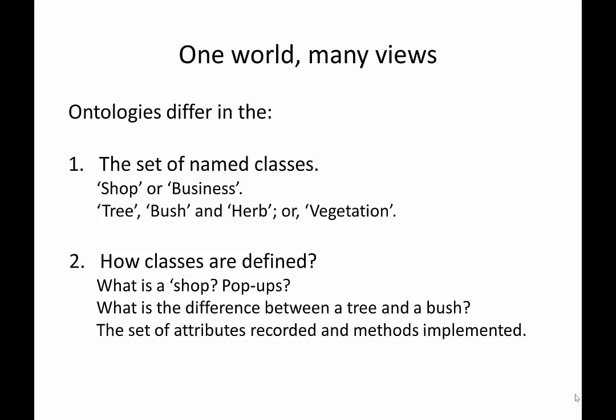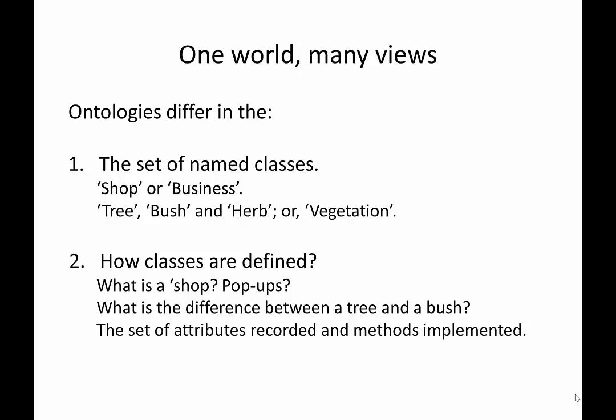So different groups of professionals will devise different ontologies, different class models, different sets of classes, different sets of relationships, etc. So ontologies that ostensibly look at the same real world problem may differ in a variety of things. They may differ in the set of named classes. Is the class called shop or is it called business? Is there a difference between shop and business?